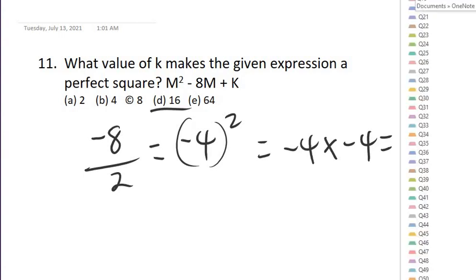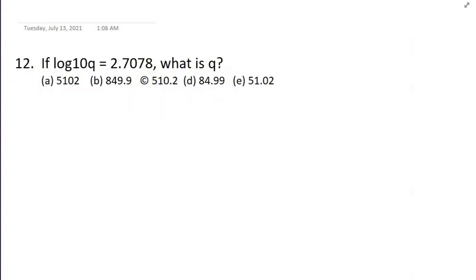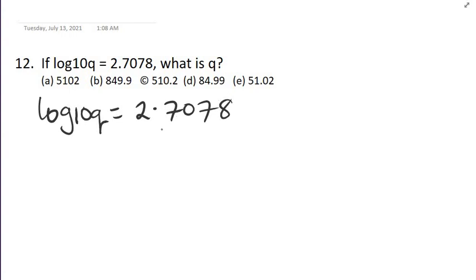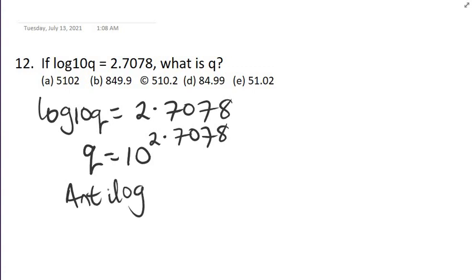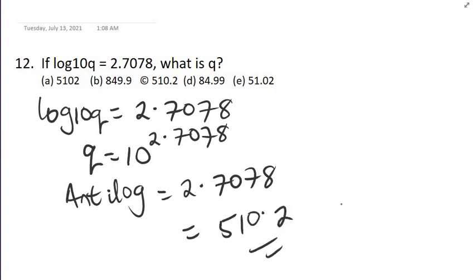Okay, question 12. If log 10Q equals 2.7078. Now to get Q using the law of indices, Q will be 10 raised to the power 2.7078. To get our answer, just look for the antilog. The antilog of 2.7078 will give us 510.2. So the right option is C.